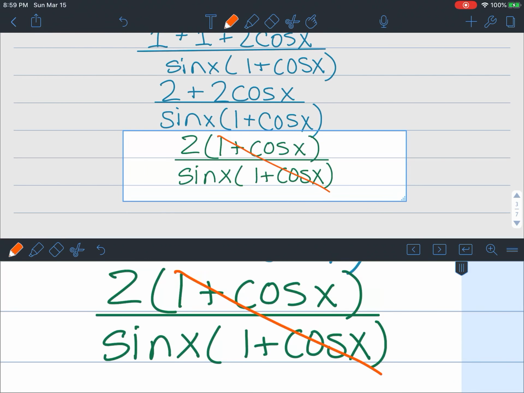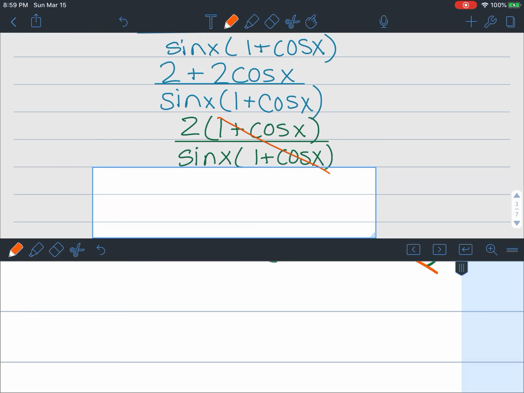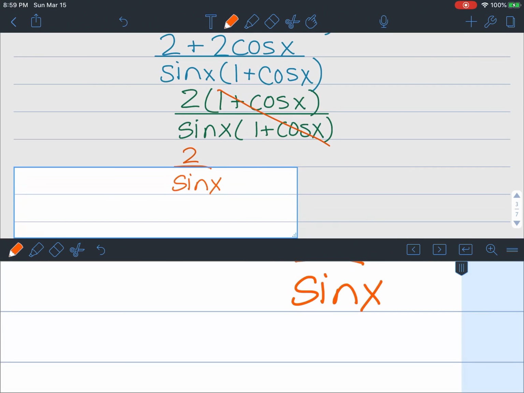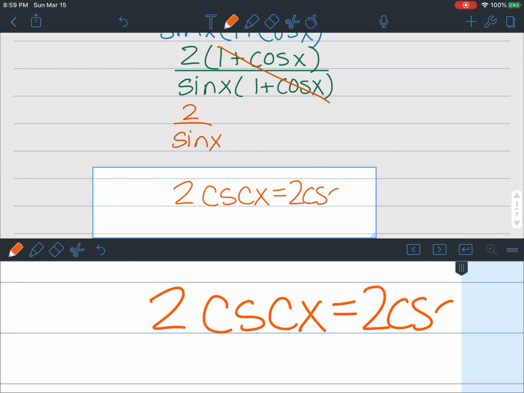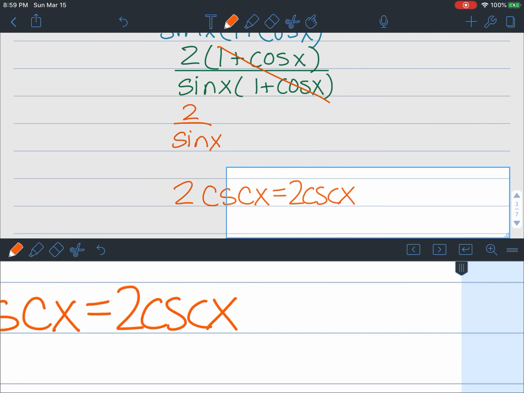And look at what we have there. Those can cancel. Isn't that nice? Then we have 2 over sine x. And that equals 2 cosecant x. And that is what I was trying to get in the first place.